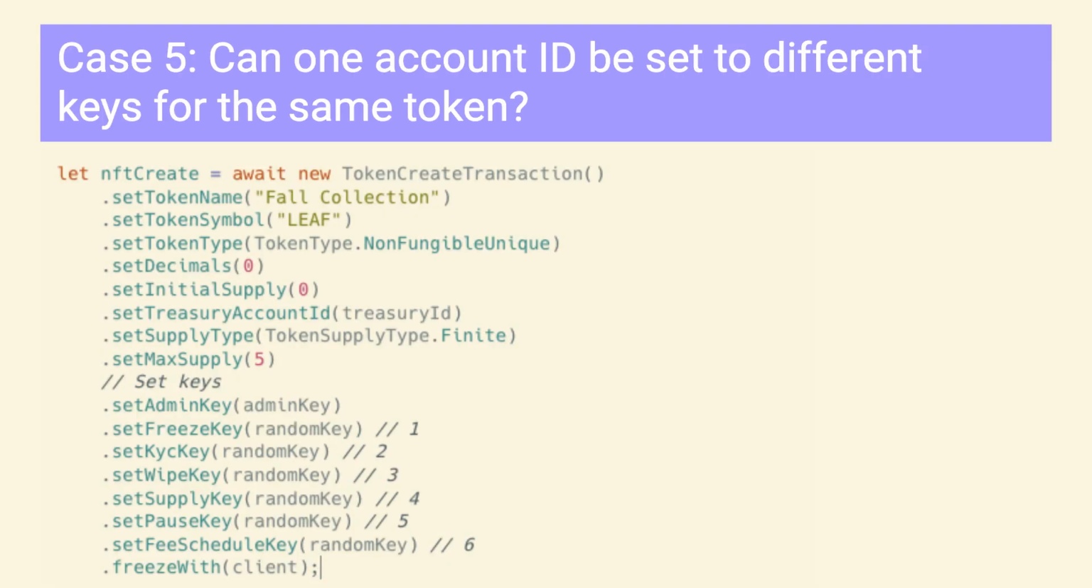Case 5 explores if you can set the same account ID for different keys. The answer is yes, you're allowed to set the same account ID for multiple keys on a token. For instance, in this example, you can see that the random key has been assigned to 6 different keys on the token.